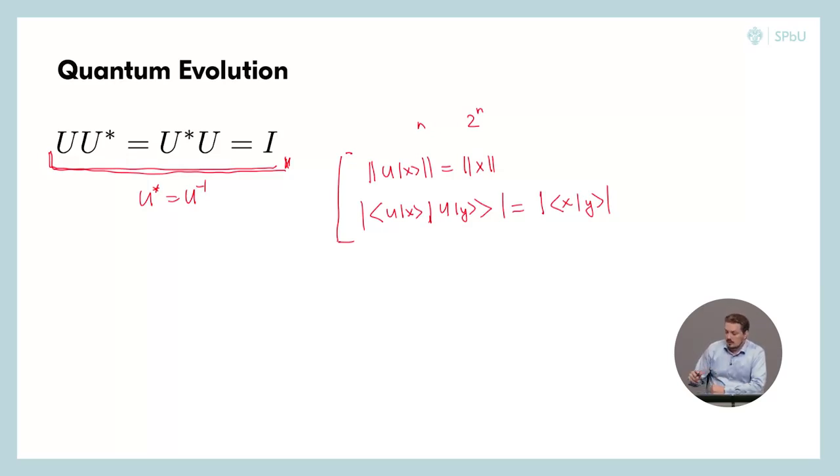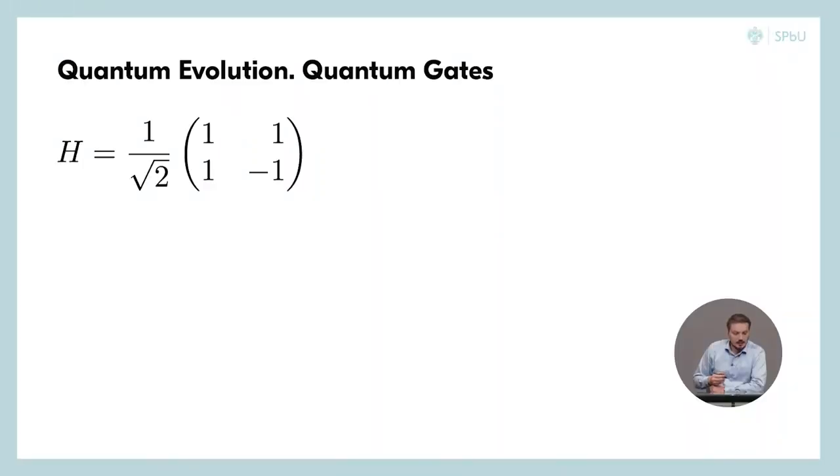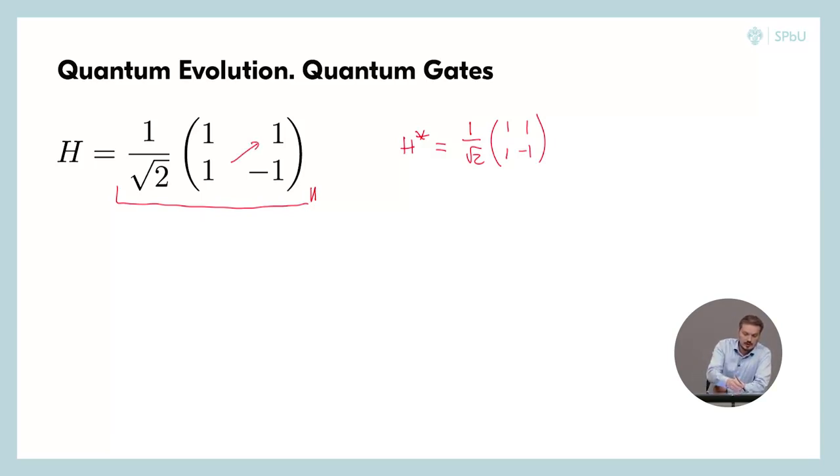Let's see some examples. The Hadamard transform, already a familiar name to us. So this is the matrix for the Hadamard transform, probably the most used operator in quantum computations. And H star here is itself, because we don't have imaginary parts here, so we don't have to conjugate, and the transpose just swaps places of these ones.